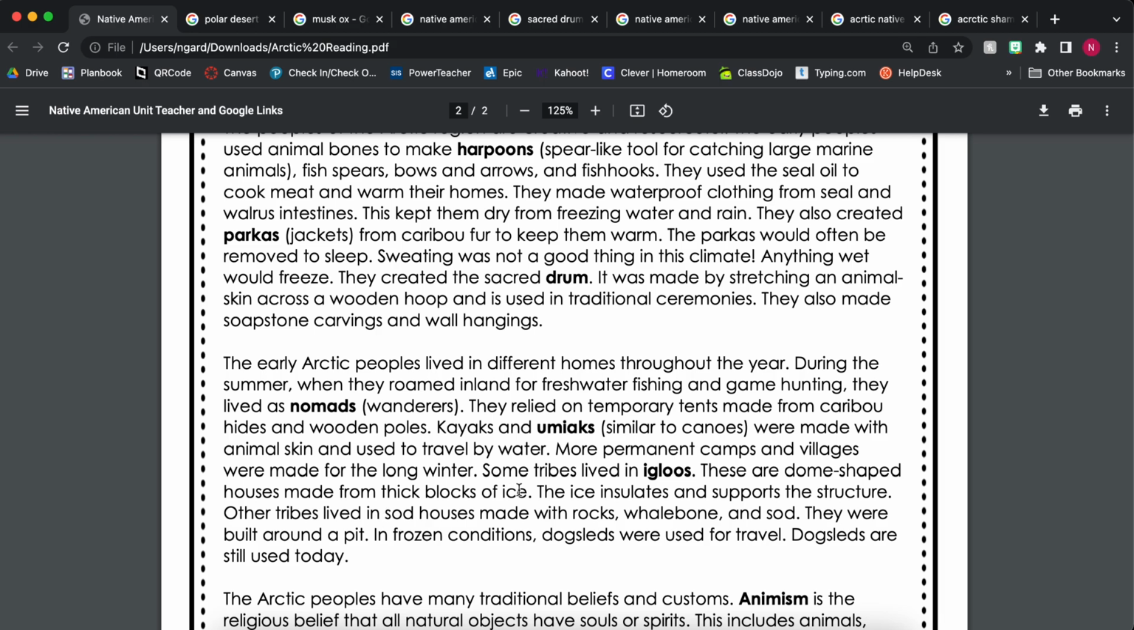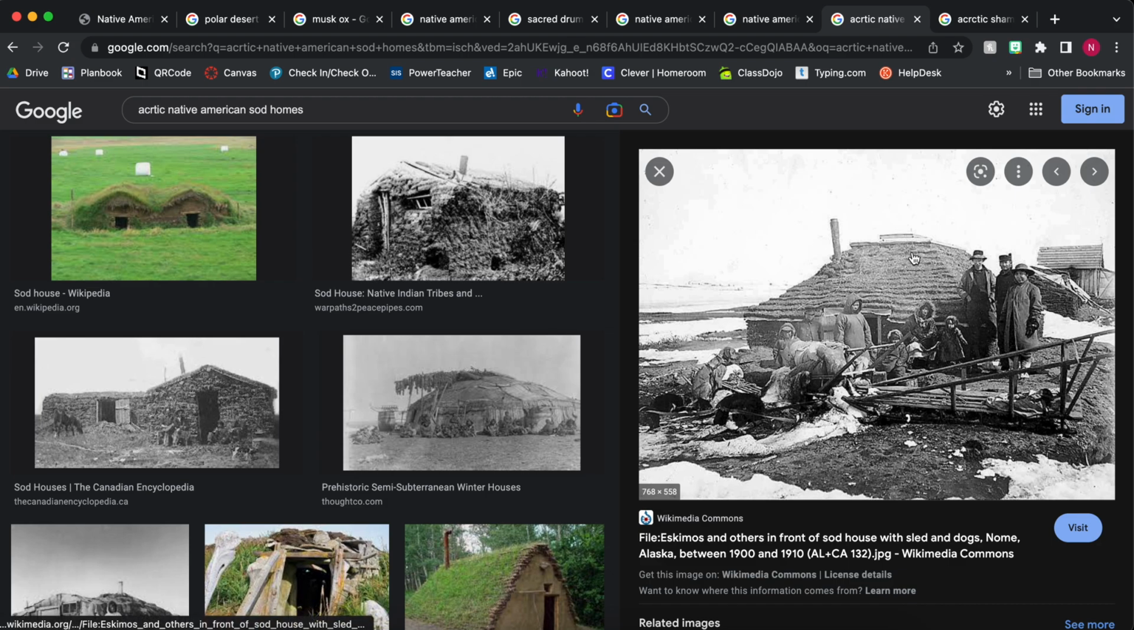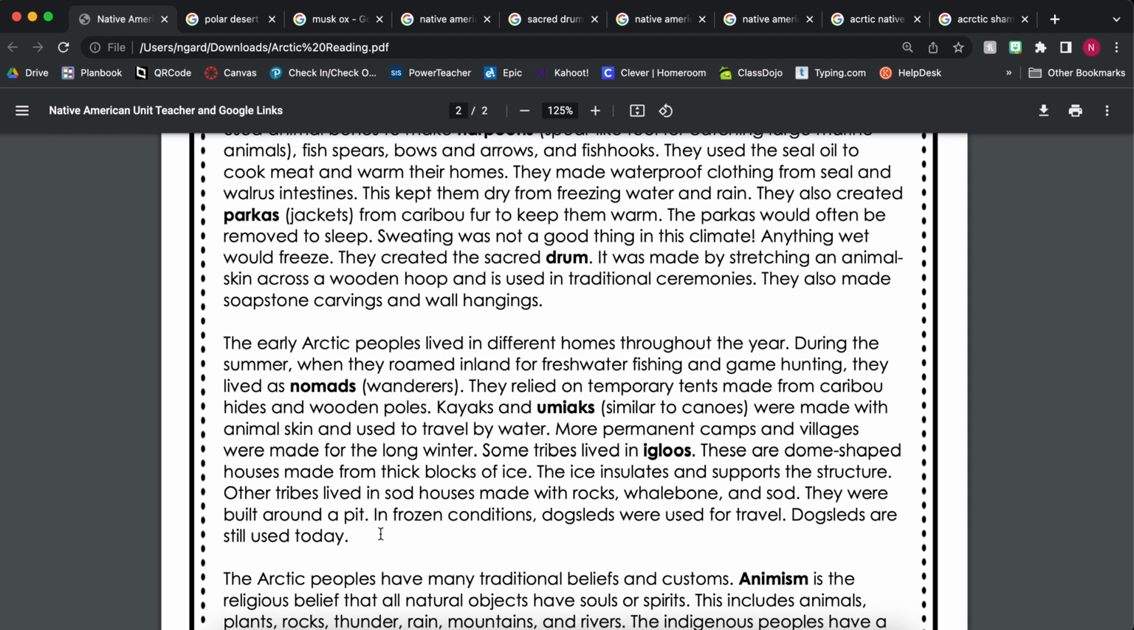Other tribes lived in sod houses made with rocks. Let me see if I can find those. So this would have been in places where they could find some grasses. They could have made sod homes. It almost looks like the mound builders that we had talked about, but there were groups that were able to make sod homes as well, grass homes as well. And they were built around a pit, like we said, they dig into the ground because it would help keep them warmer. In frozen conditions, dog sleds were used for travel, and dog sleds are still used today.